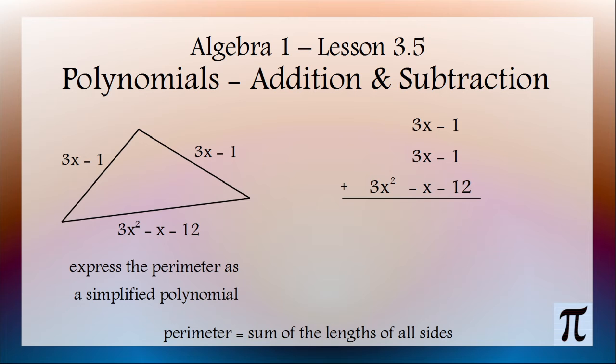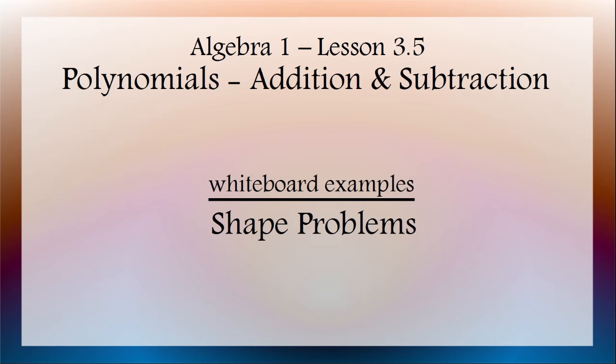Here, it makes sense to use a stack-em style, as you can take the three polynomials and align the like terms. 3x minus 1 plus 3x minus 1 plus 3x squared minus x minus 12. And as you can see, we've aligned the like terms, and we combine the like terms. So the perimeter of this triangle is 3x squared plus 5x minus 14. All right, let's go do one over on the whiteboard.